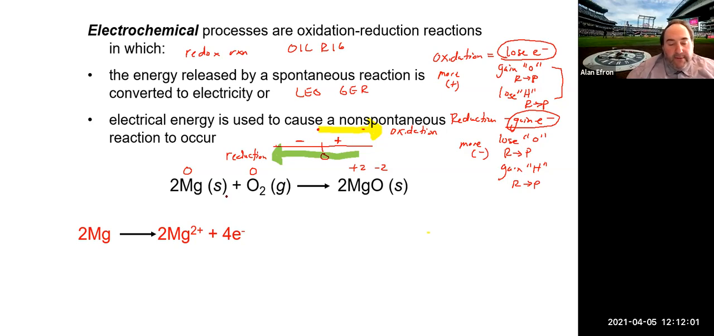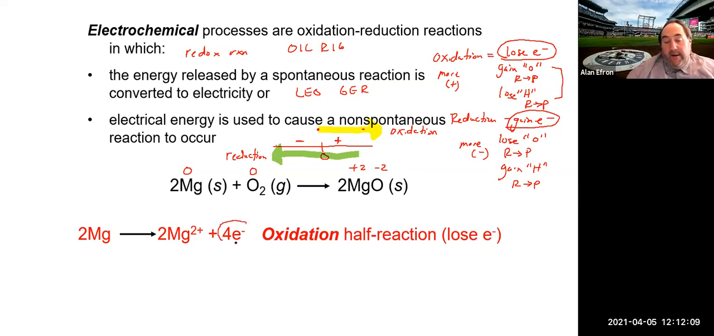And we could break this reaction into what's referred to as a half reaction. And this would be the oxidation half reaction. What makes it an oxidation half reaction is that it is losing electrons; electrons end up on the product side when you write this half reaction.